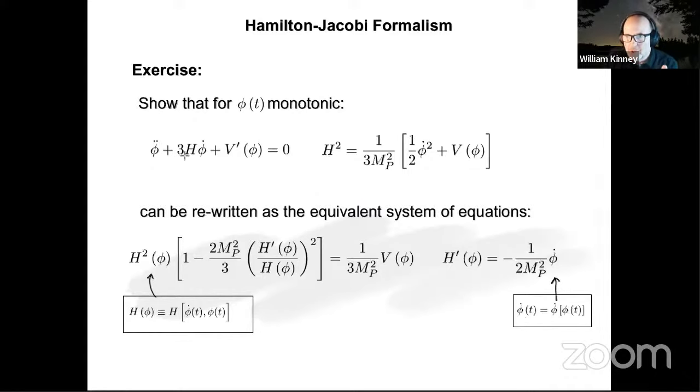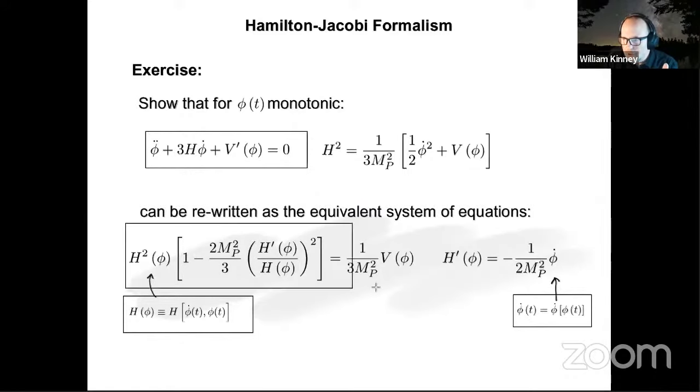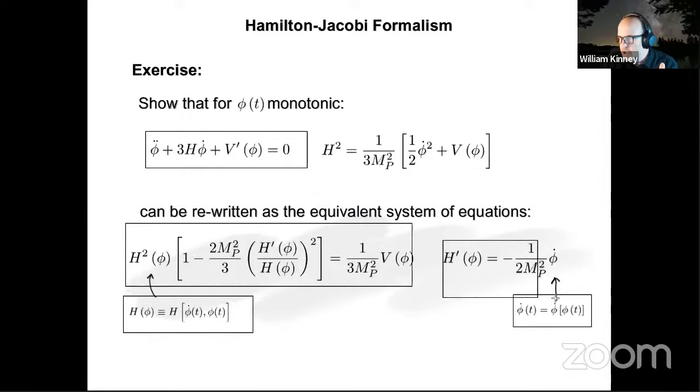And then what we can do is take this second order equation of motion and break it up into a system of two first order equations of motion. This is called the Hamilton-Jacobi formulation. And it's analogous to a Hamiltonian formulation in classical mechanics, where you take a second order equation of motion and break it up into a system of first order differential equations, okay?